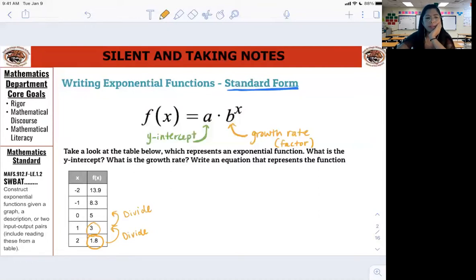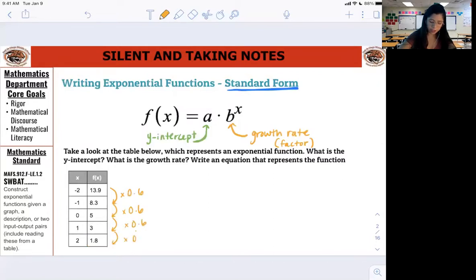All right, so what do I get when I divide 1.8 divided by 3? 0.6. What about 3 divided by 5? 0.6. And 5 divided by 8.3? 0.6025. Good. And it's not 100% perfect, but when you round to the nearest tenth, you always end up getting 0.6. So that is my growth factor. So what that's telling me is that when you go down, the pattern is multiplying times 0.6.